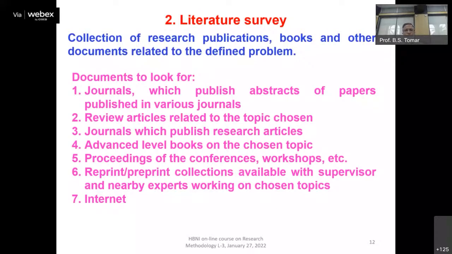Then reprint and preprint collections available with the supervisor and nearby experts working on the chosen topics. So get hold of the papers from your seniors. And of course, you have the internet always available at the tips of your fingers. But then the internet has its own plus and minus points.